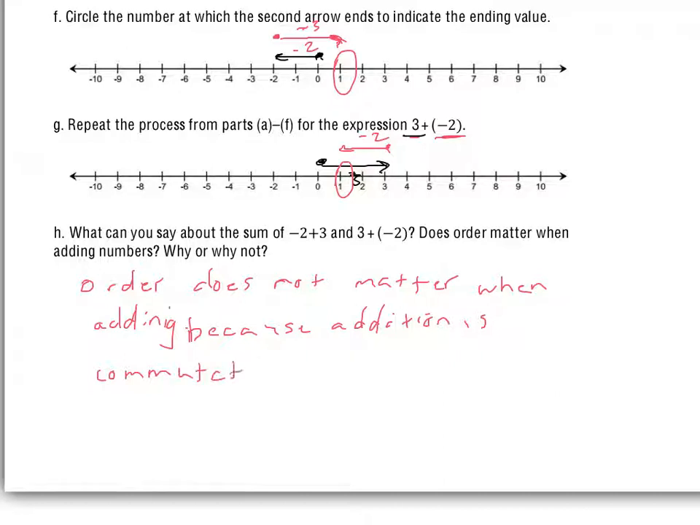So this goes back to the commutative property that we learned about last year in 6th grade. The commutative property states that we can add numbers in any order that we want and still get the same result. It also tells us the same thing about multiplication, but today we're only focused on addition. So it's commutative because no matter what order we add them in, we're going to get the same result. And we just have a little bit of proof of that right here in this particular problem.